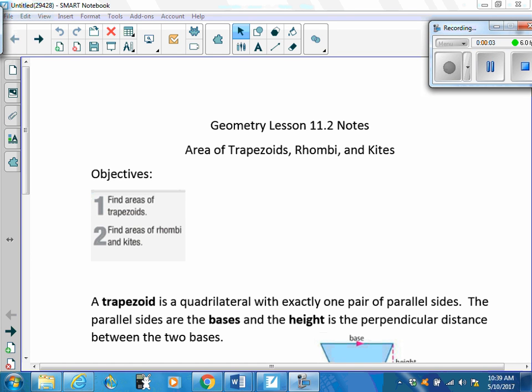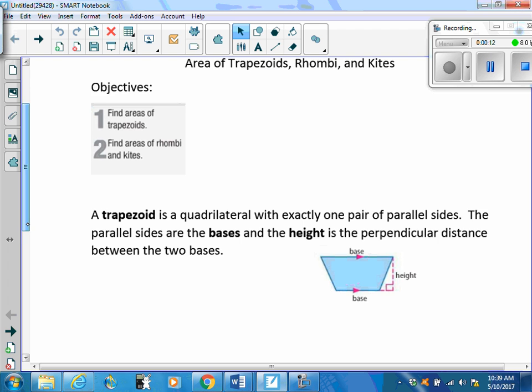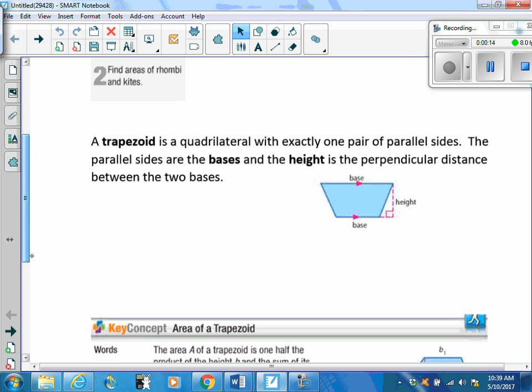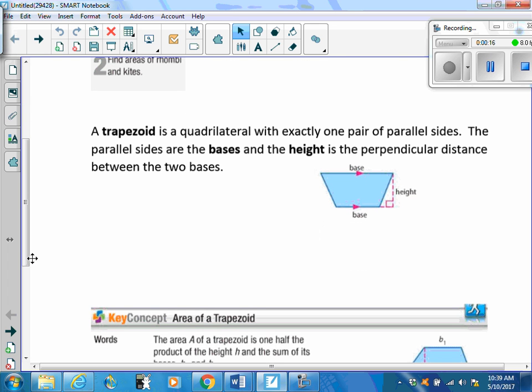Okay guys, we're going to do lesson 11.2, which is on the area of trapezoids, rhombi, that's just plural for rhombus, and kites. So we want to find the area of trapezoids and we want to be able to find the area of rhombi and kites. A trapezoid is a quadrilateral with exactly one pair of parallel sides.